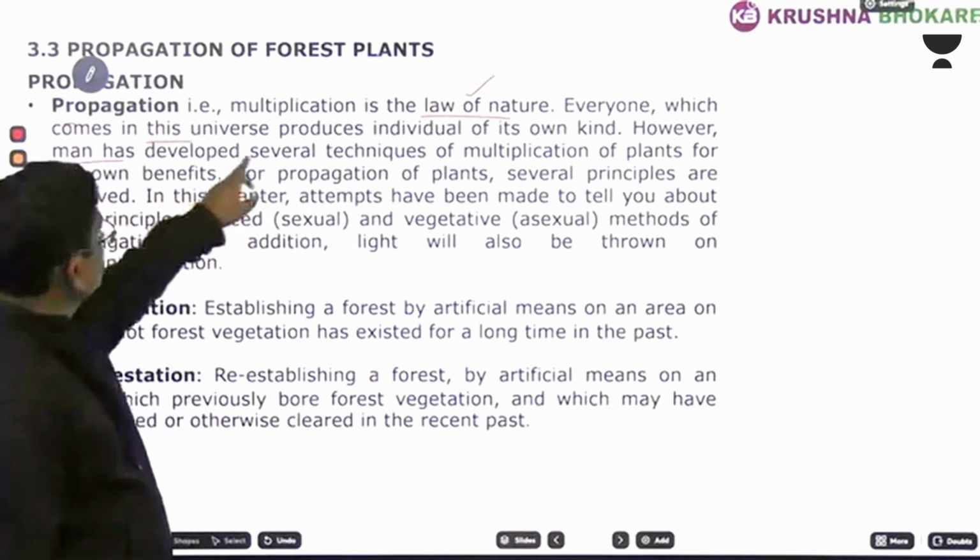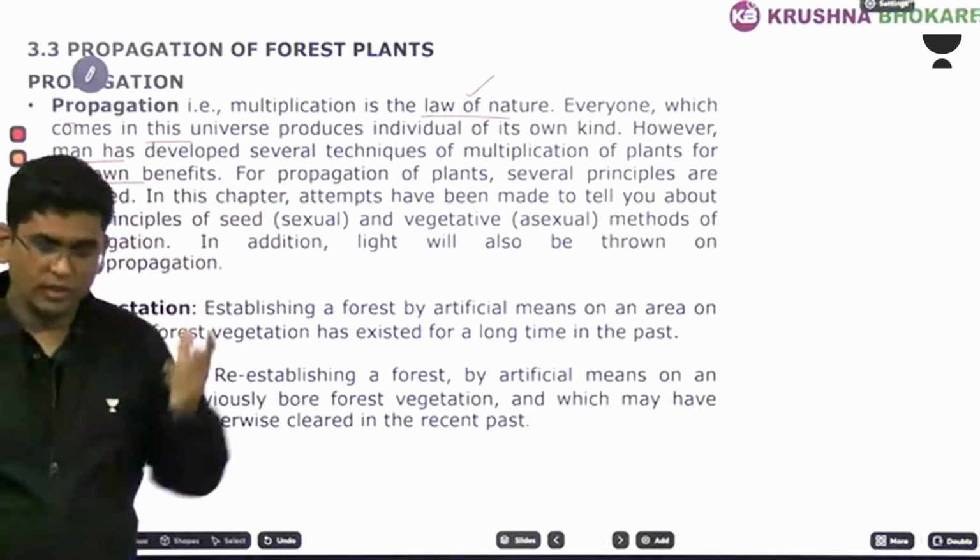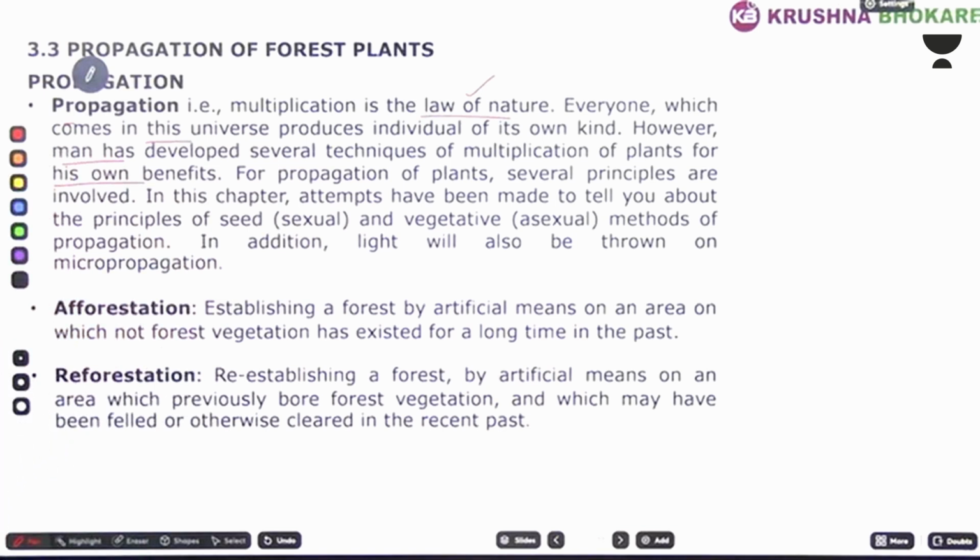However, man has developed several techniques of multiplication of plants for his own benefit. Okay, which benefit we have found? Easiest methods. Some plants can be easily multiplied with the help of stem. Some plants can easily multiply with the help of seed. Let's say in case of sugarcane, multiplication with the help of stem is easier than the seed. Correct. And in case of, let's say jowar, it's very easy to multiply with the help of seed than the stem, है ना? So it depends upon that. So we have found the easiest way for our own benefit.